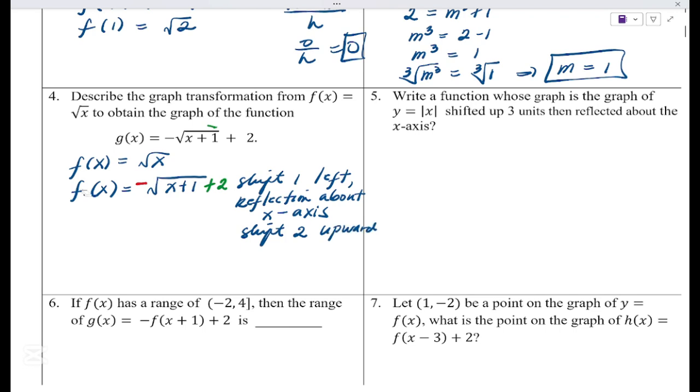So this is now your function g. So we completed your function g based from the parent function f, which is square root of x. So this is how you would describe the graphing transformation from this function to that function. So shifting 1 left, then reflection about the x-axis, then shifting 2 units upward. So that is how you would describe the function.